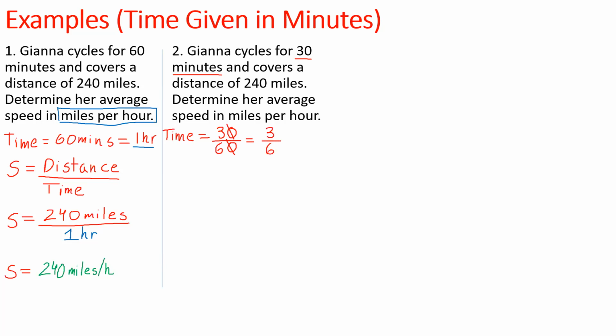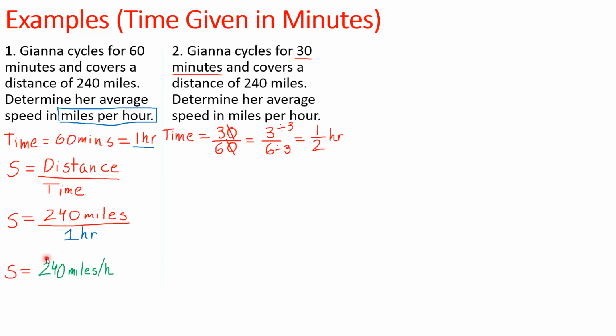Can we do anything else? Can we cancel some more? Yes, 6 and 3 can cancel out. We can bring it lower by dividing by 3. So 3 into 3 goes once, and 6 divided by 3 is 2. So that means 30 minutes is half an hour, right? Yes, sir.